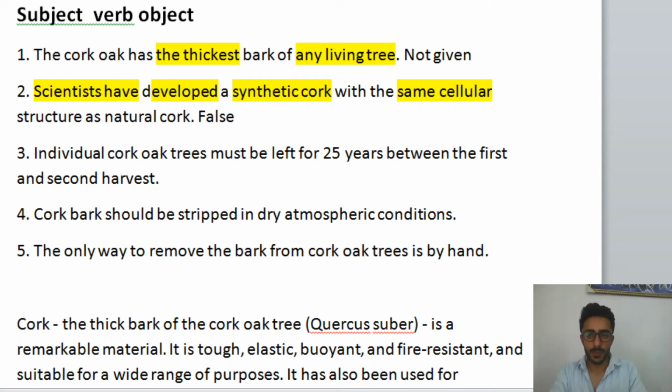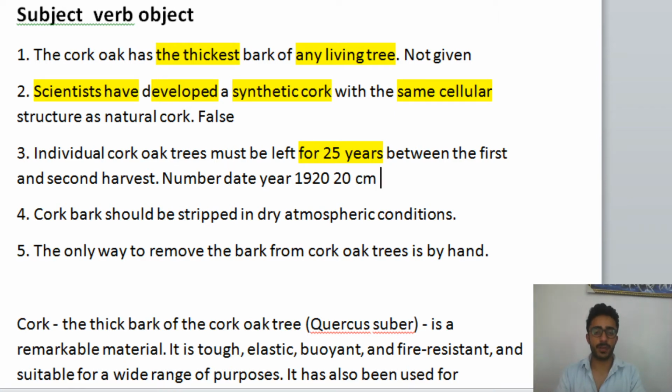Okay, so if I move to my next question: individual cork trees must be left for 25 years between the second and first harvest, meaning before harvesting them a second time there must be a gap of 25 years according to the question. So your numbers and dates are always your keywords. I'm repeating, your numbers or dates or years are always going to be the real keyword for you. It might be 90/20, it might be 20 centimeters, it might be a year, like the 25 years they have given here.